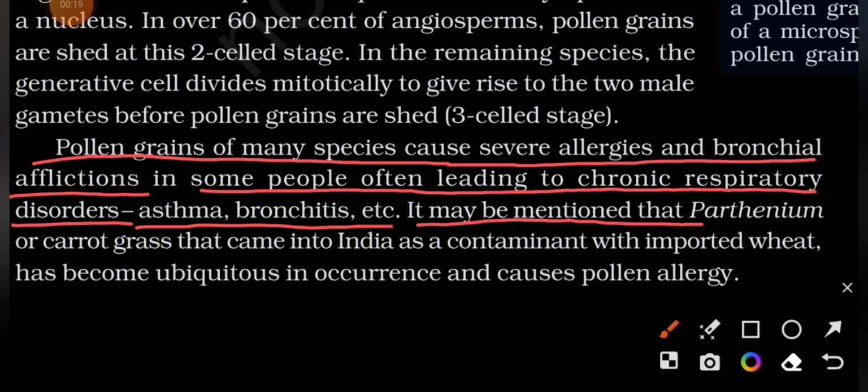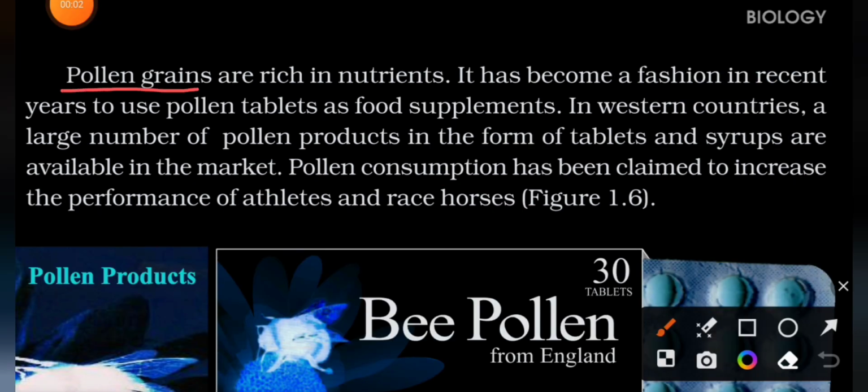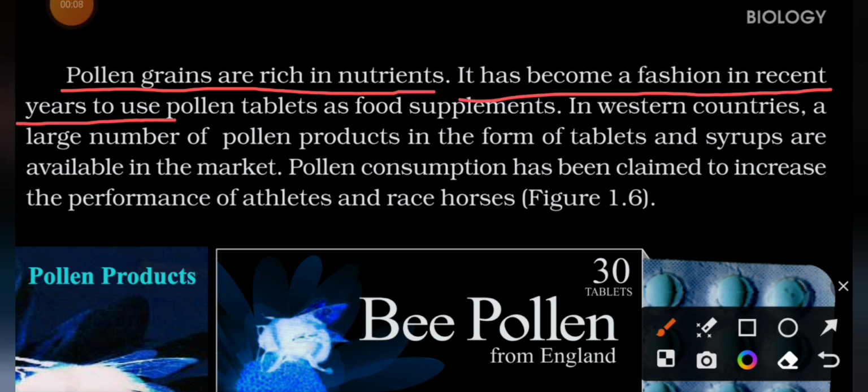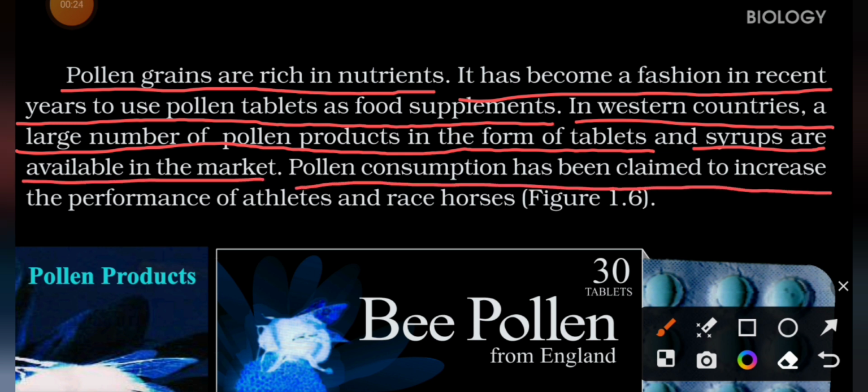It may be mentioned that Parthenium or carrot grass, which came into India as a contaminant with imported wheat, has become ubiquitous in occurrence and causes pollen allergy. Pollen grains are rich in nutrients. It has become a fashion in recent years to use pollen tablets as food supplements. In Western countries, a large number of pollen products in the form of tablets and syrups are available in the market. Pollen consumption is claimed to increase the performance of athletes and race horses.